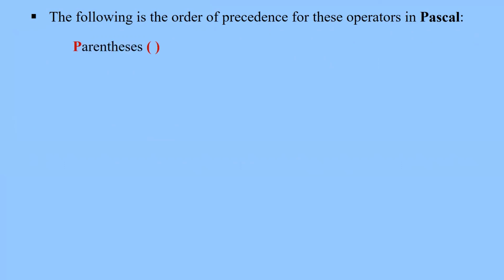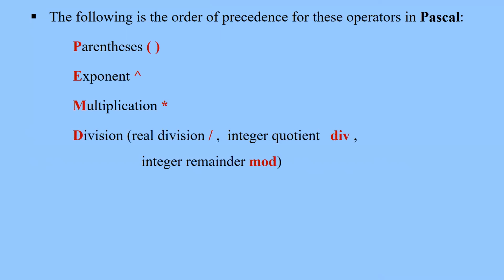1, we have parentheses. So parentheses has the highest precedence. It is followed by exponent. Then multiplication. Then division. Division is divided into 3. We have what we call real division. We have integer quotient, div, and we have integer remainder, which is mod. Then we move to addition, then subtraction.